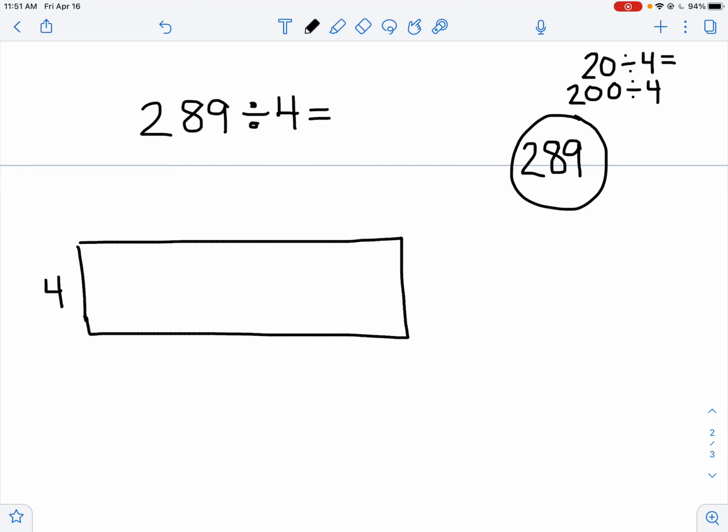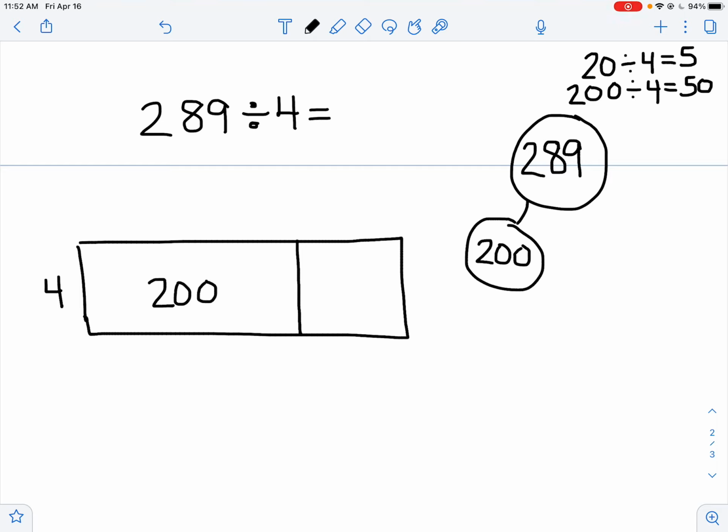I know 20 divided by 4 is 5. So therefore, 200 divided by 4 must be 50. So I'm going to make a chunk of 200 because I know I can divide that by 4 nicely. And that's going to take up most of my area model. So I'm going to model it like this. There's my 200, and I've already discovered that's going to make it 50. Some of you like to write it out as equations. That's fine. So we're going to write 200 divided by 4 equals 50. Okay, just so I'm modeling all the different ways you like to show it.